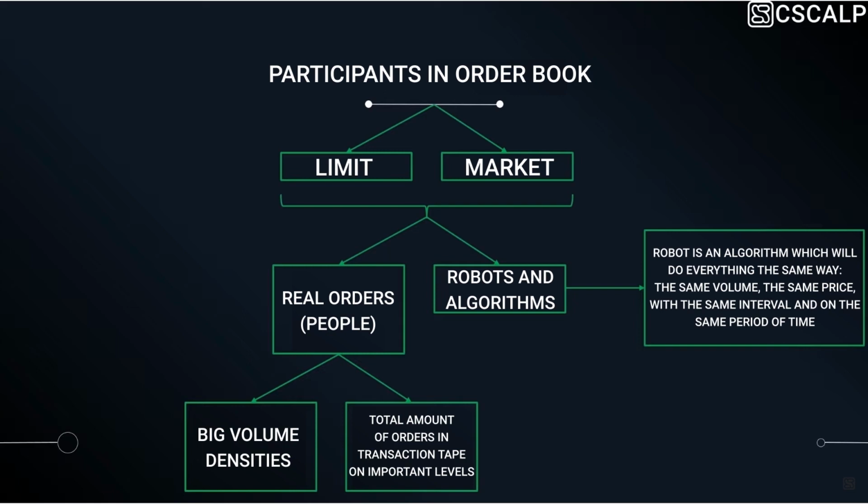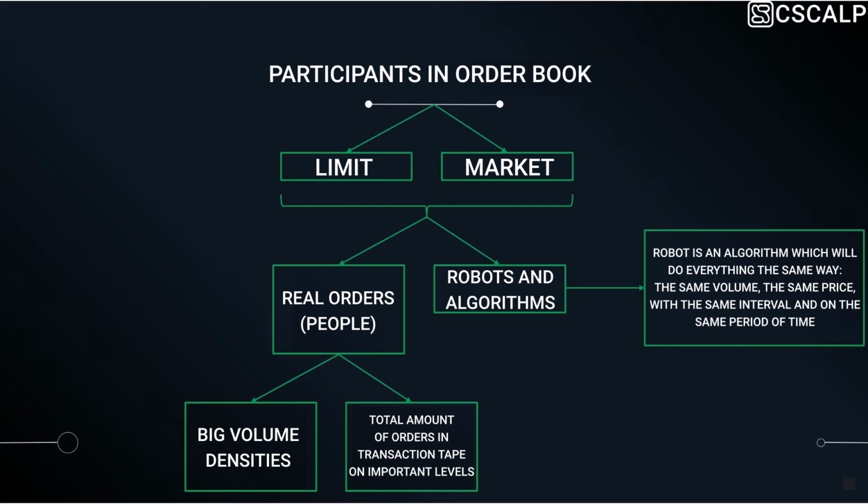Then we are going to robots or algorithms. Here we can divide two types of robots. The first one is exchange robots. The second one is private robots or algorithms. Exchange robots we're going to see on the next slide. There are a lot of different participants in the private robot sector, so let's say a bit about that.